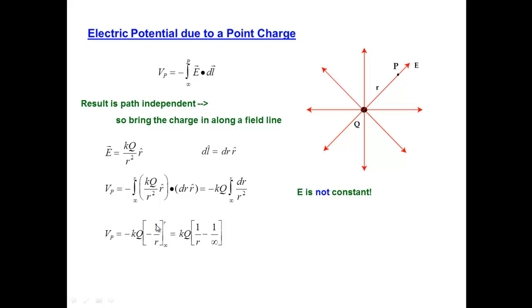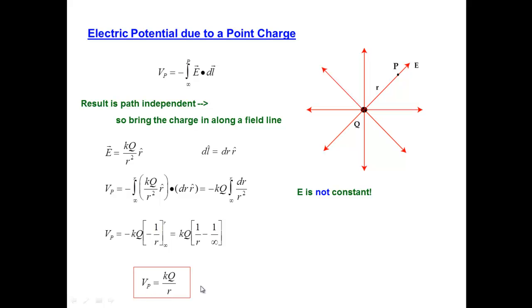And evaluating this expression at the upper and lower limits, we have kq times 1 over r minus 1 over infinity. And of course that doesn't look proper, but this simply reflects the fact that we have called infinity our reference point, and we've set the 0 of potential there, because 1 over infinity goes to 0, right? So we're left with a very simple result. The electric potential at a point P for a point charge is kq over r.